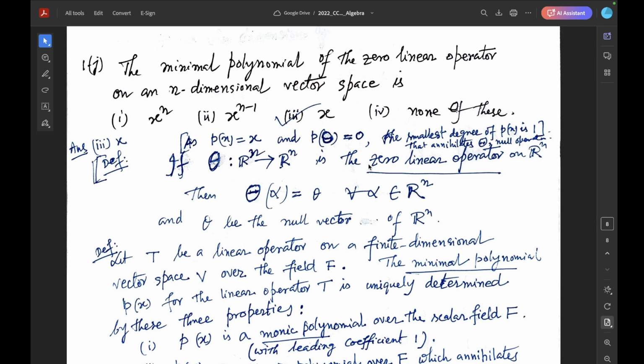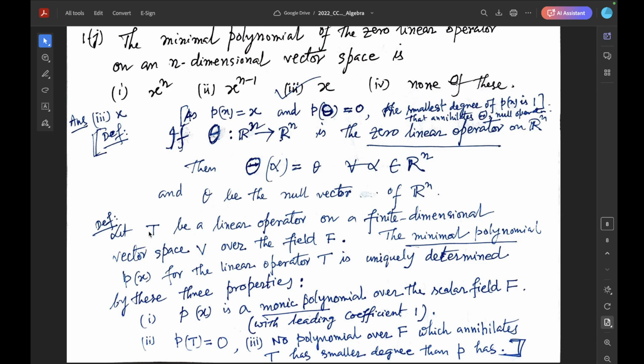First, let us define the zero linear operator. If capital Theta maps from Rn to Rn and is the zero linear operator on Rn, then the operator Theta of alpha equals small theta, the null vector of Rn, for all alpha belonging to Rn.